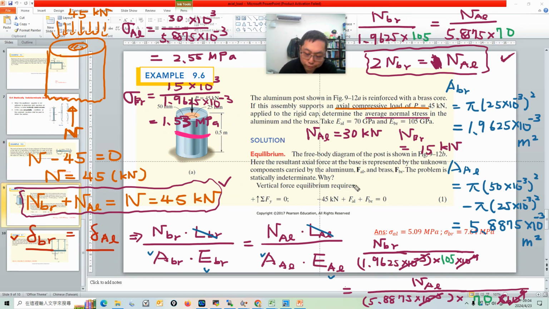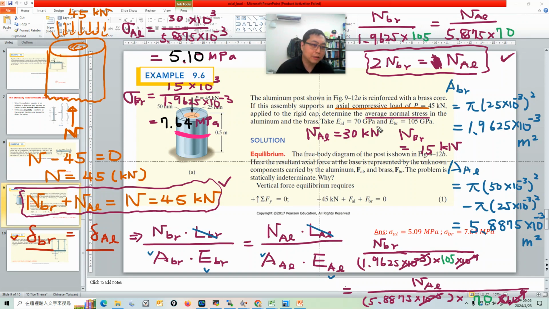Okay, did I get the area correct? Yeah, the area is right. Sorry about that. So the answer is not 2.55. So it's 30 divided by 5.8875, which is equal to 5.10 megapascal. And the next is 15 divided by 1.9625, which is 7.64. Okay, finally I got a correct answer.